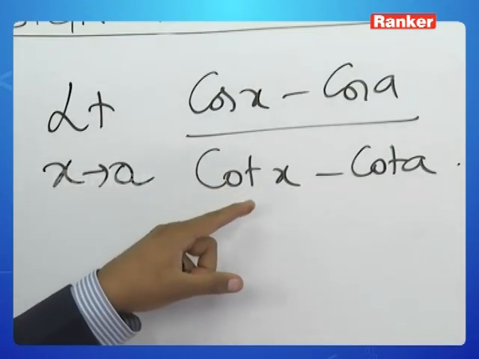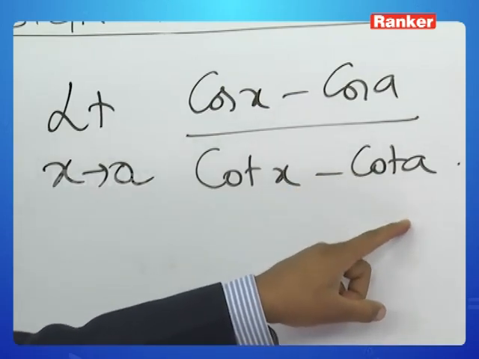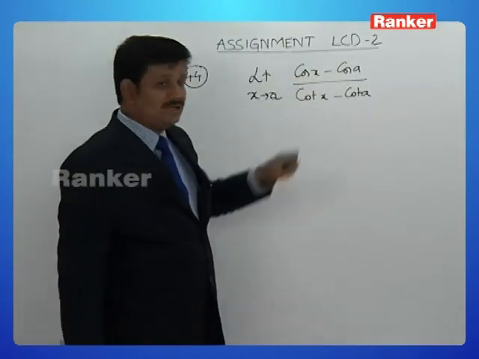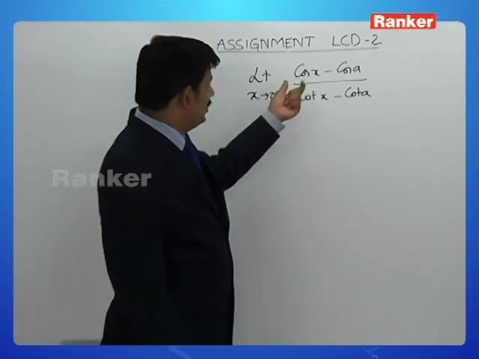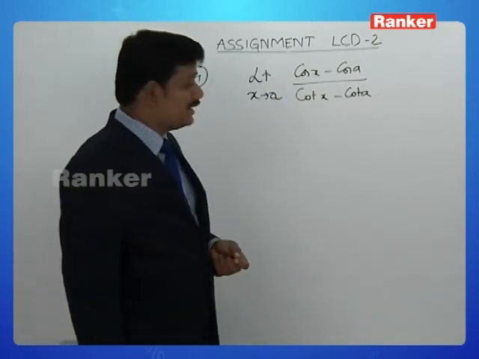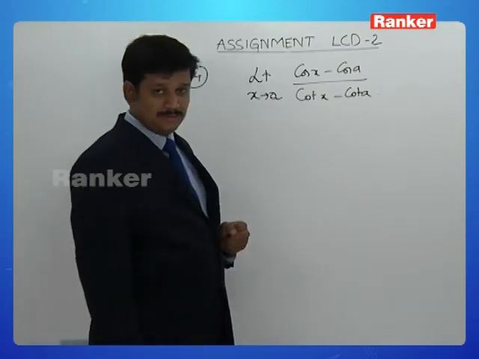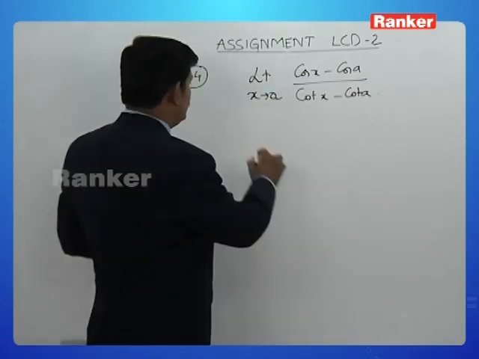Cot x can be written as cos x by sin x, cot a can be written as cos a by sin a. Take LCM. In the numerator, apply transformations. You can see a factor of sin of (x minus a) by 2 getting cancelled, and then you have the answer for this question. So for this session, let us do it by L'Hospital rule.